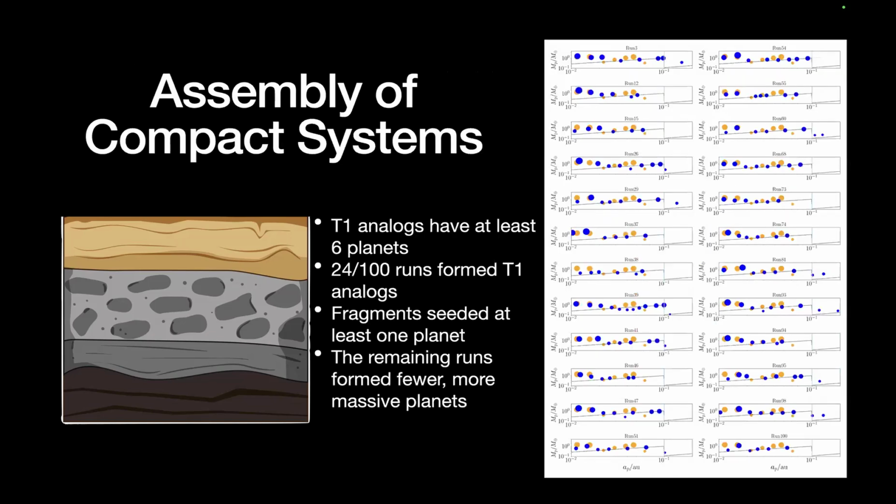So, more statistically speaking, we did 100 runs. And of these 100 runs, we formed 24 TRAPPIST analogs. And we call a run a TRAPPIST analog if it formed at least 6 planets. And again, as I mentioned, we found that fragmentation was very important in producing these high multiplicity systems, since a fragment contributed to the growth of at least 1 planet in all of these TRAPPIST-1 analogs. If it didn't form a TRAPPIST-1 analog, then it formed fewer planets that were more massive. And so these planets were in the super Earth or even sub-Neptune range.